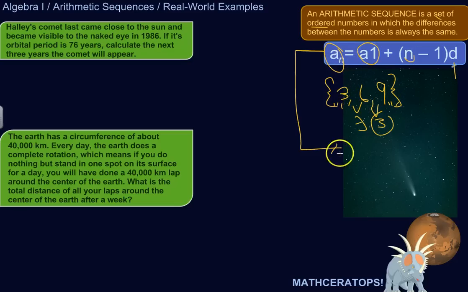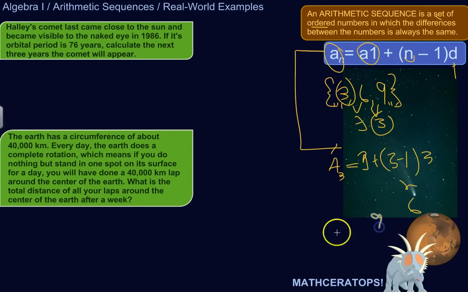So to make it concrete here, I want the third term in the sequence. That's equal to the first term, so in this case 3, plus n minus 1. I want the third term, that's n. So 3 minus 1 times the common difference, which is 3 in this case. If I actually do that out, 3 minus 1 is 2. 2 times 3 is 6, plus 3 is 9. So the third term is 9. Ding, ding, ding, which we knew because we could just look at it.